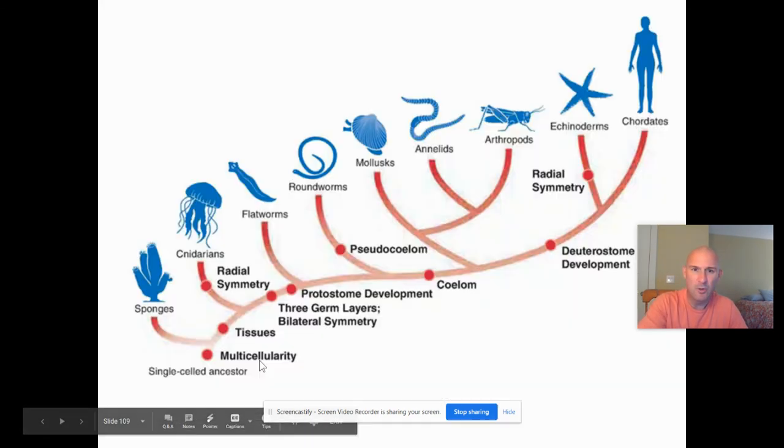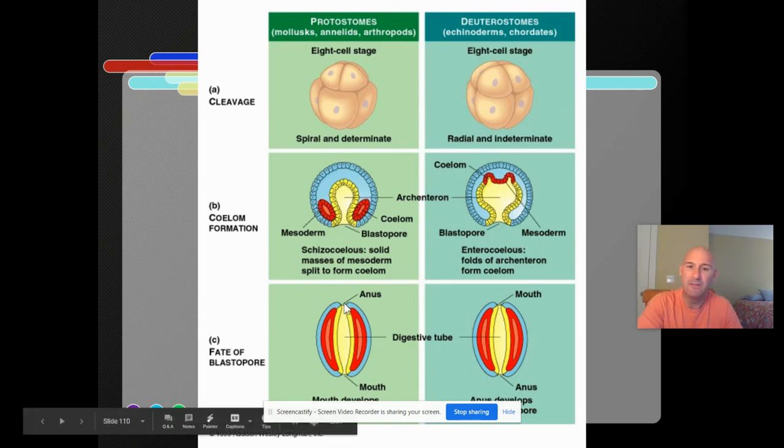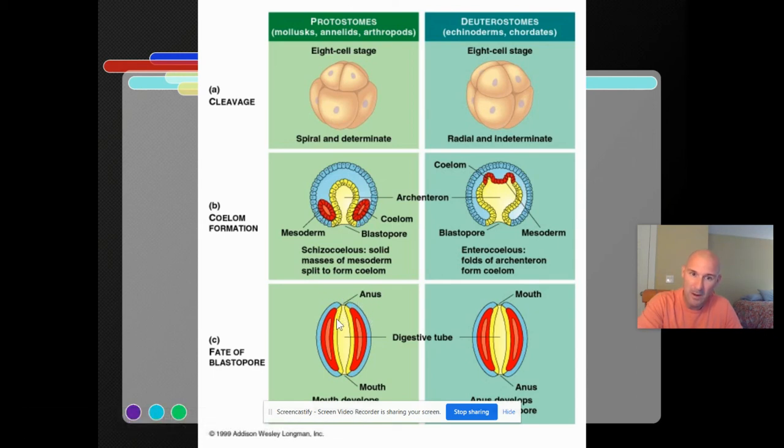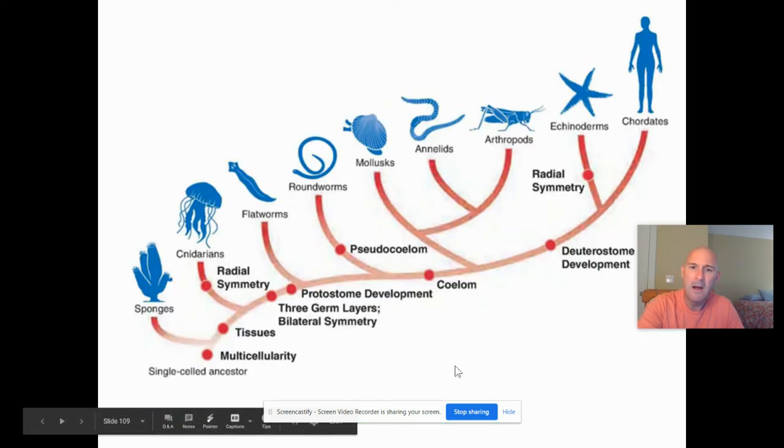That is it. I just want to show you one last picture real quick. You don't really need to pay attention to this, but if you're interested, this is what it looks like at the end of gastrulation. You get this tube in the middle, which turns into your digestive tract, with your ectoderm on the outside, your endoderm on the inside, and your mesoderm in between. And these are just two different ways that happens.